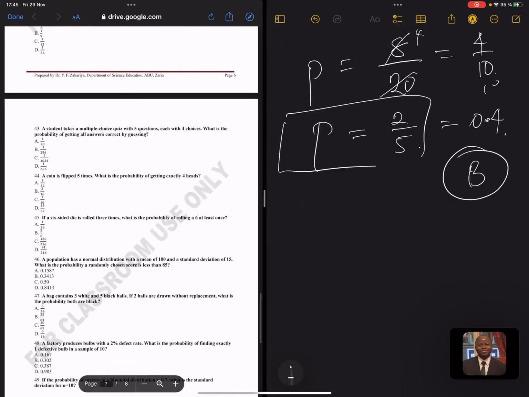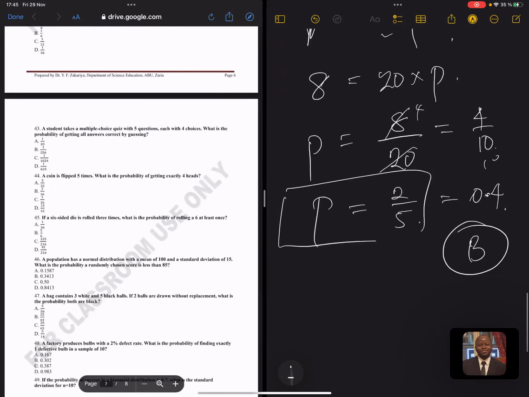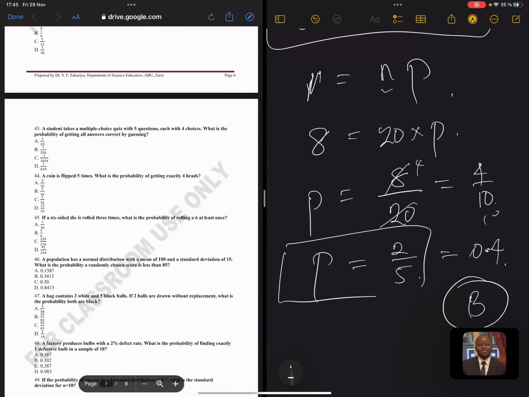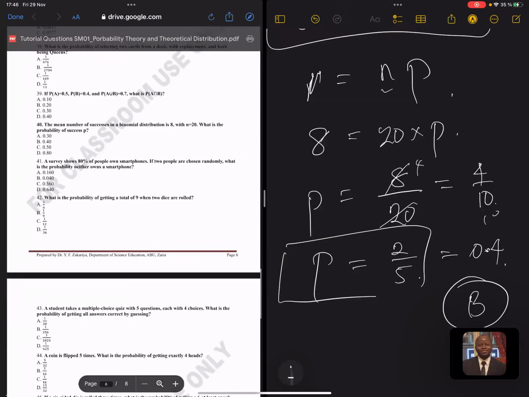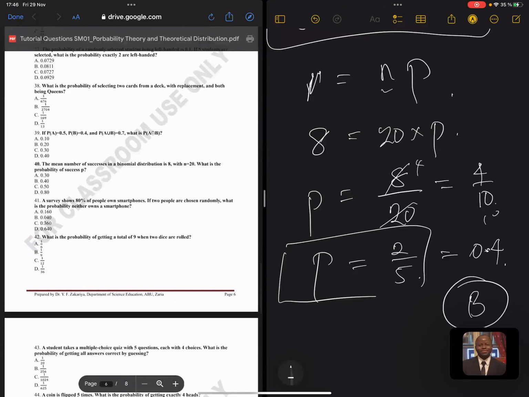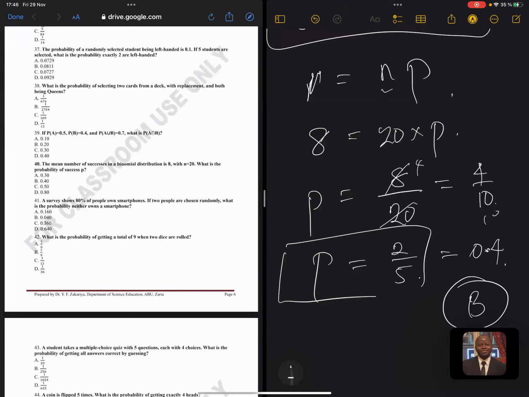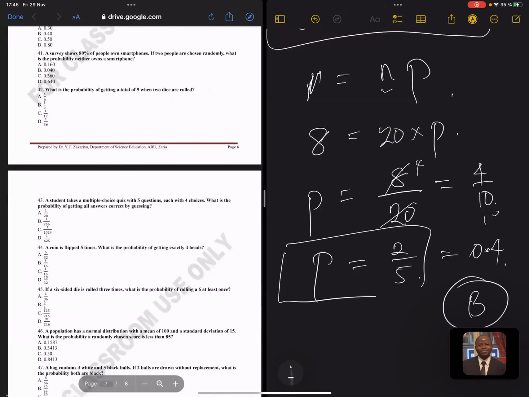Excuse me, doctor. Yes, go ahead, please. Is it mandatory that you convert it to a decimal, or can you leave it as 2 over 5? You can leave it as 2 over 5, but when you look at the options given, you find that all the options are in decimals. So that means you have to convert to decimals. Initially I also left it as 2 over 5, but when I looked at the options, I found that they are in decimal, so I had to convert it.